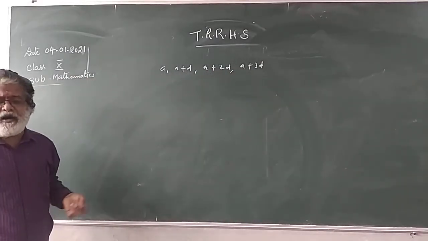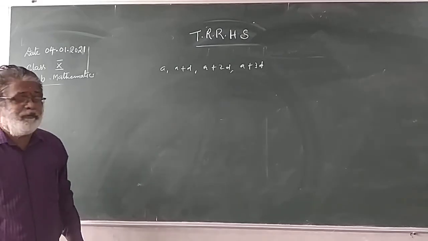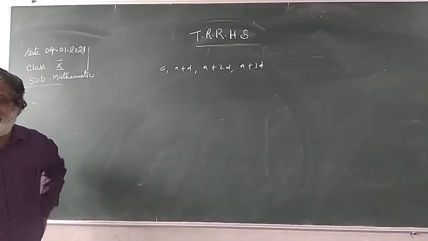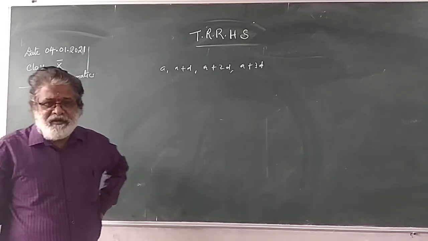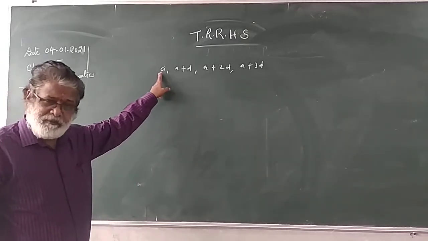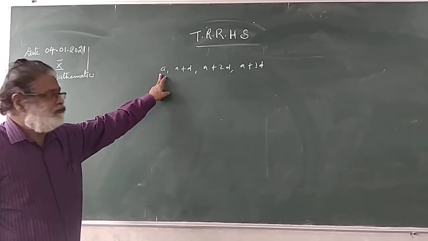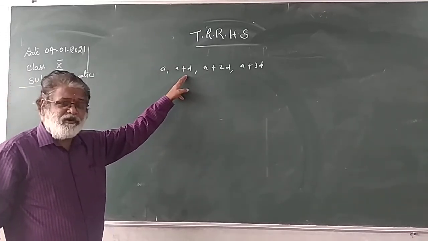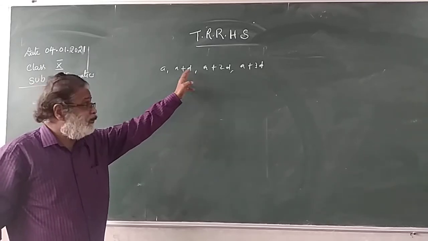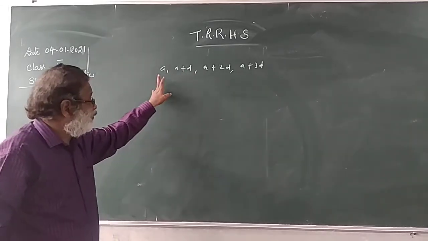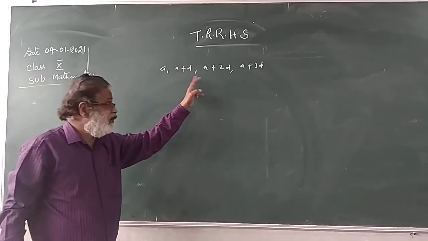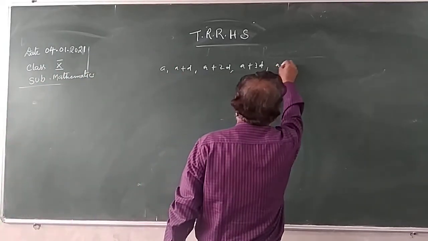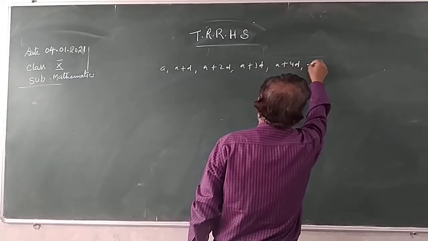So how do you obtain the terms of the arithmetic progression? By adding the common difference to the preceding term. The first term is A. To obtain the second term, you add D. Second term is A plus D. Third term, how do you get it? Add D to the second term, you will get the third term. So the first term is A, second is A plus D, third is A plus 2D, fourth is A plus 3D, fifth is A plus 4D, and so on.